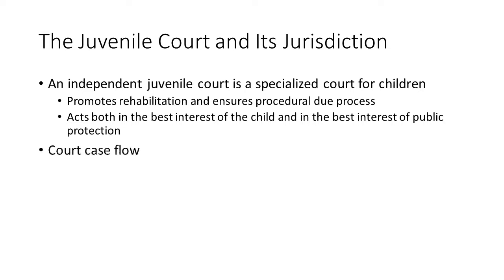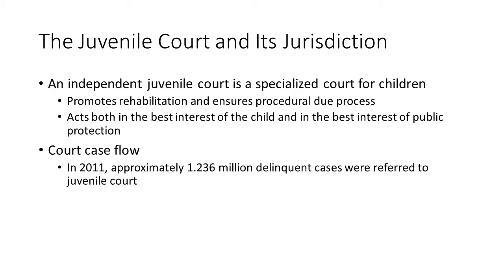How a case flows, we'll get to the specific details, but let's talk about the cases in court generally, or what has been in court generally over the years. In 2011, approximately 1.236 million delinquent cases were referred to juvenile court nationwide, and this has been a decrease from the last report, which was done in 1997.